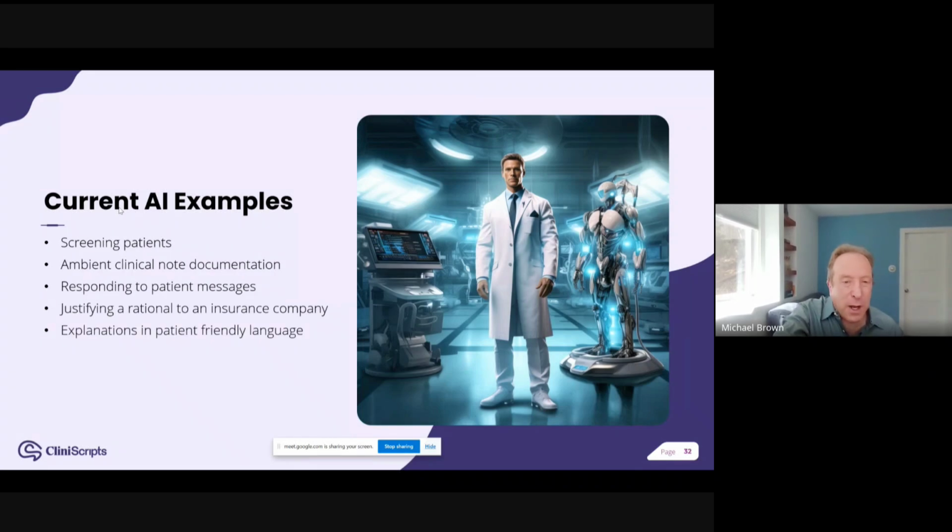Explanations in user-friendly language. I've heard examples in the emergency room where providers wanted to explain something to a patient and have a written document, and they asked ChatGPT or other language models to do that in, let's say, a seventh grade level or whatever it might be. So it can be used for that sort of thing, which saves providers time.